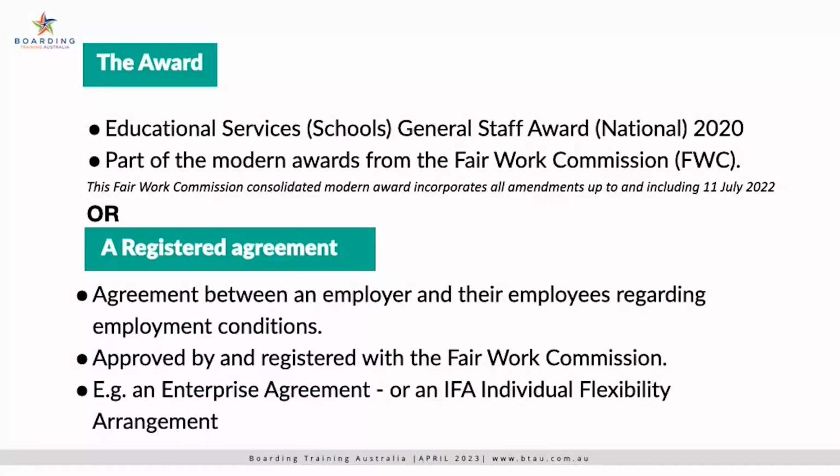So the National Award is the Educational Services Schools General Staff Award 2020. It's a bit of a mouthful, isn't it? But it's part of the modern awards from the Fair Work Commission. So you'll either be under that award, a state award, or a registered agreement. So that's an agreement between an employer and their employees regarding employment conditions, approved and registered by the Fair Work Commission, generally an enterprise agreement, or an IFA, which is an individual flexibility arrangement.